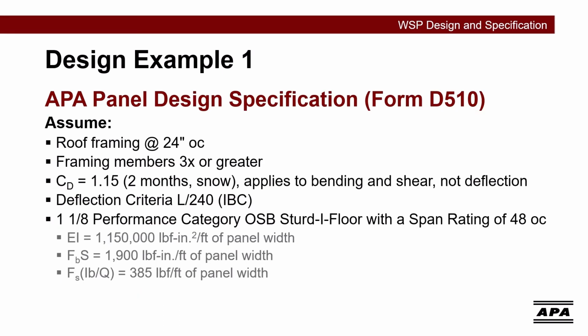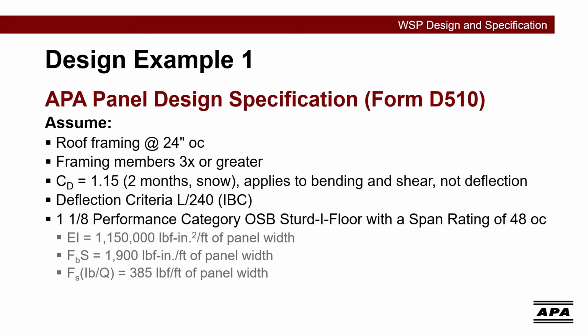Now let's apply the APA panel design specification, Form D510. For this example, we're assuming the roof framing is spaced at 24 inches on center. The framing members are 3 by or greater in width, which affects how APA assigns strength values. We're using a duration of load factor of 1.15, intended for load durations of up to 2 months. It's important to note that the duration of load factor applies to bending and shear strength, but not to deflection. The deflection limit we're using is L over 240, per the IBC requirement for roof sheathing.